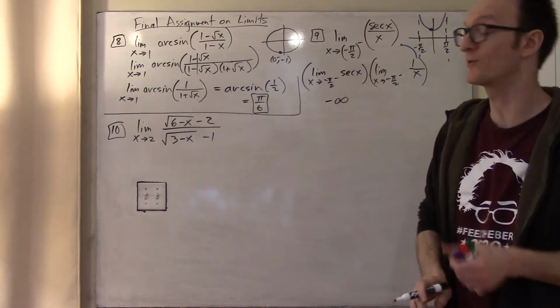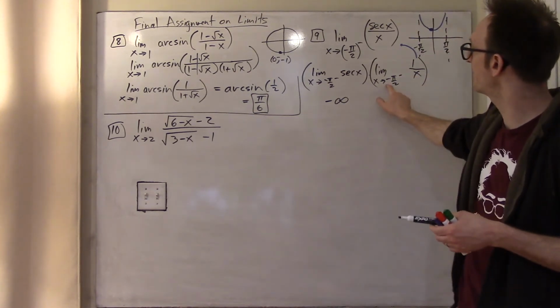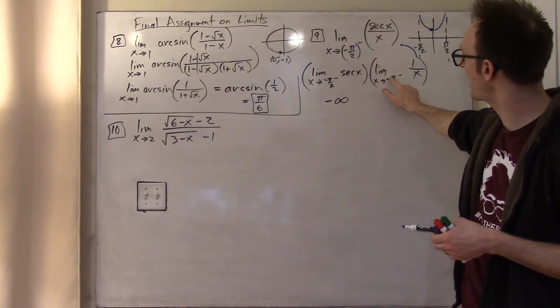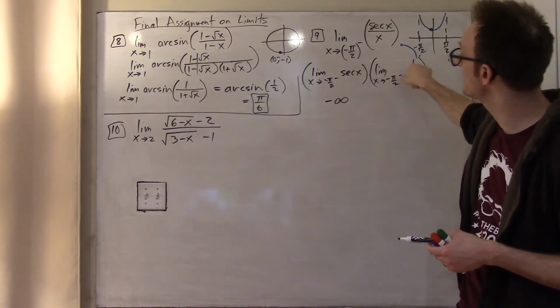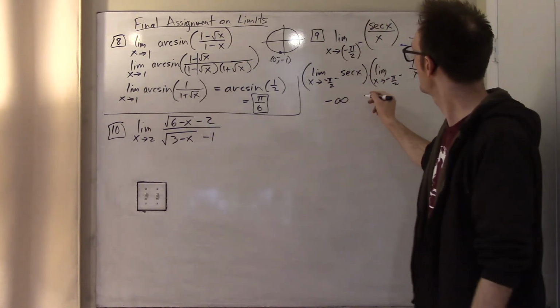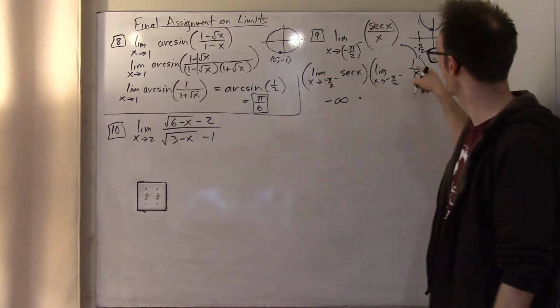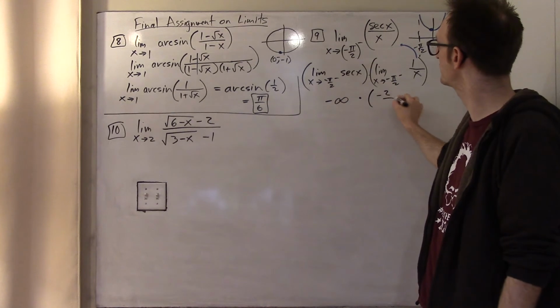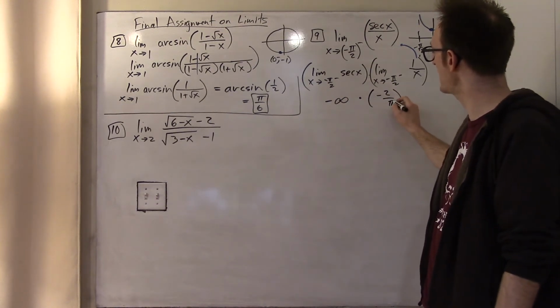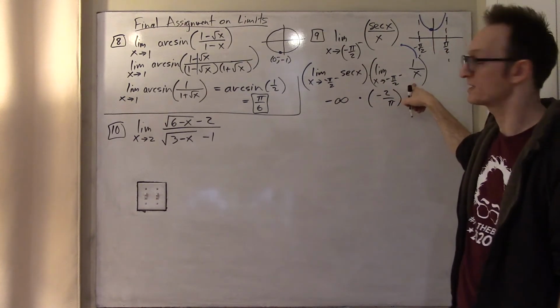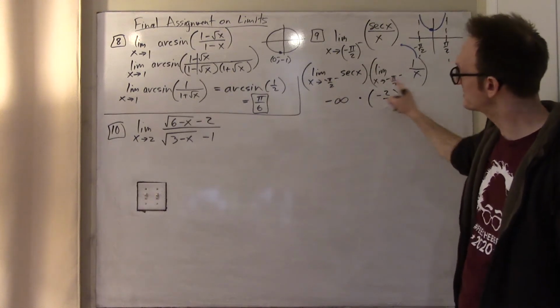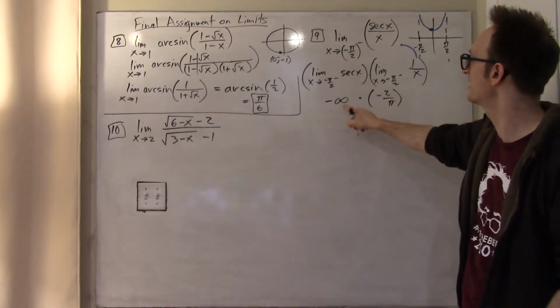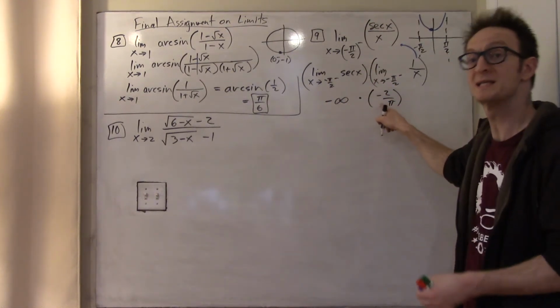Well, it's not totally irrelevant because look, my x value is negative pi over 2. So what is this near negative pi over 2? Well, it is in fact 1 over negative pi over 2. In other words, it's the number negative 2 over pi. And so it's not really relevant what this number is, since this is going to negative infinity, but it is relevant that this number is negative.